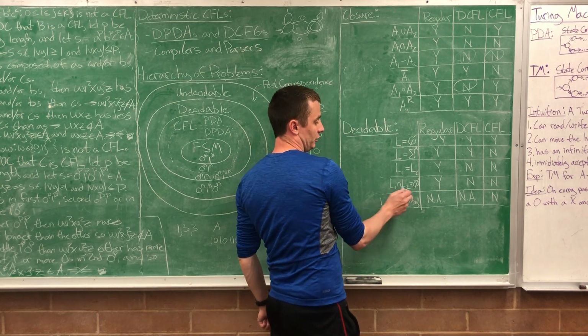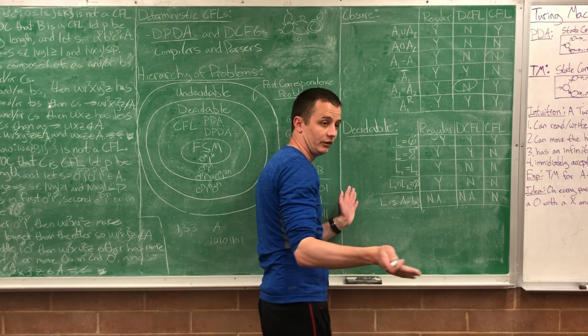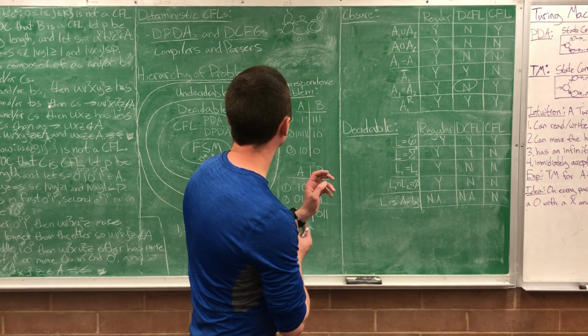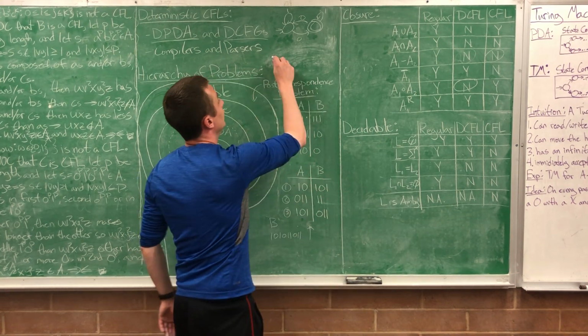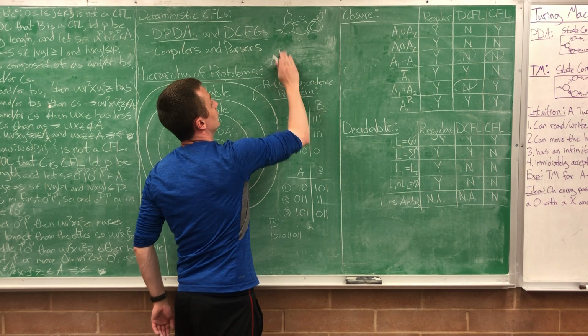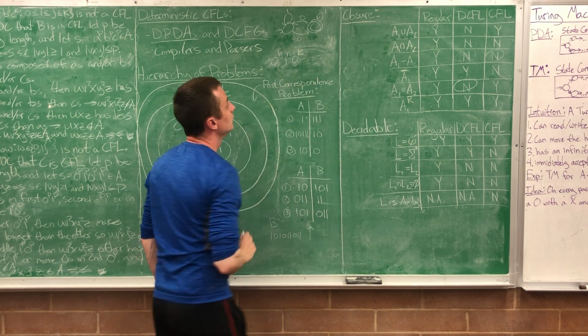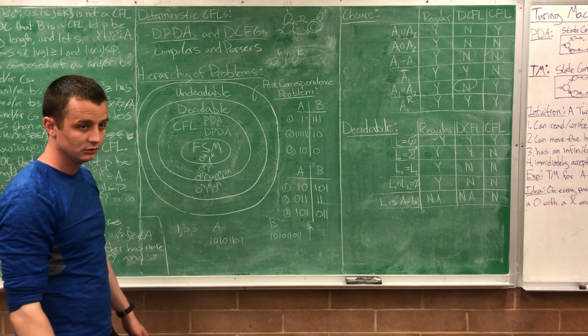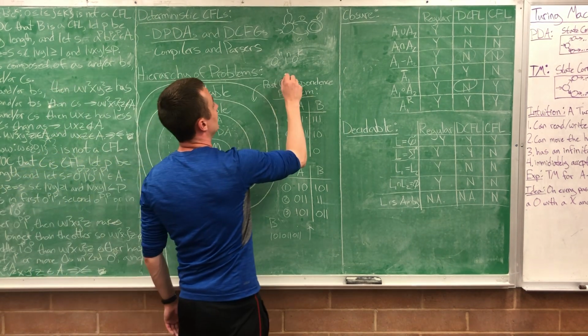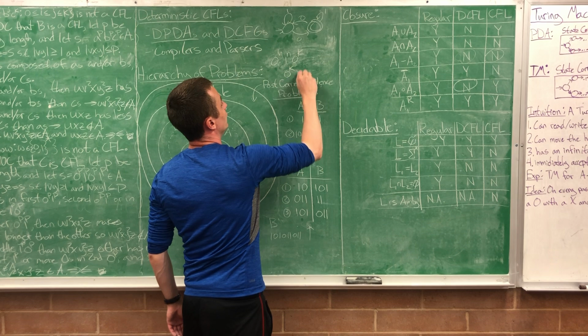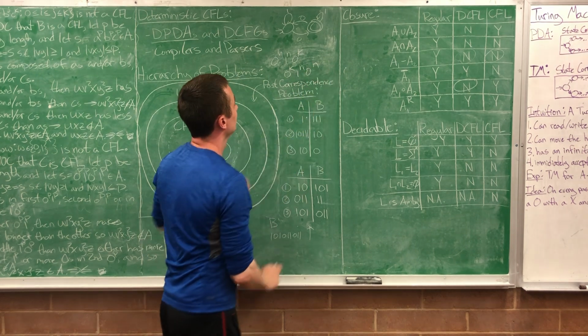So a context-free language intersected with a context-free language isn't necessarily a context-free language. Give you a simple example of that really quick. If I have 0 to the n, 1 to the n, 0 to the k. Okay. And then if I had 0 to the k, 1 to the n, 0 to the n.